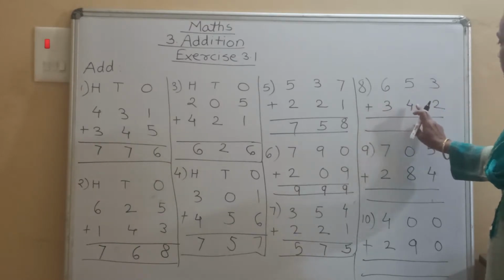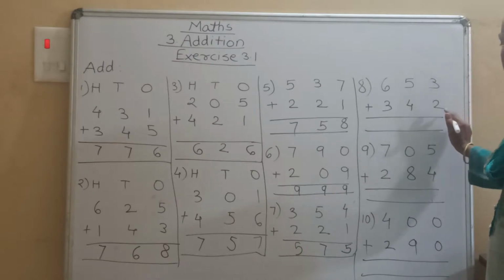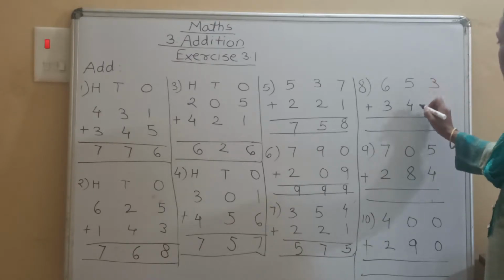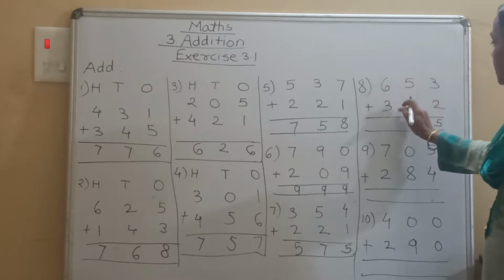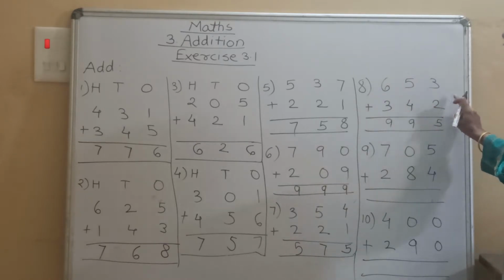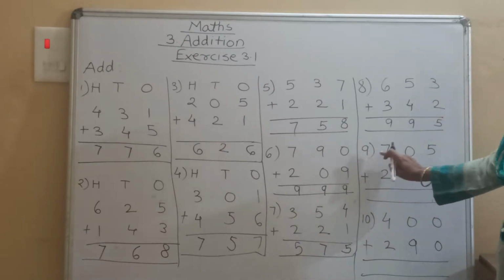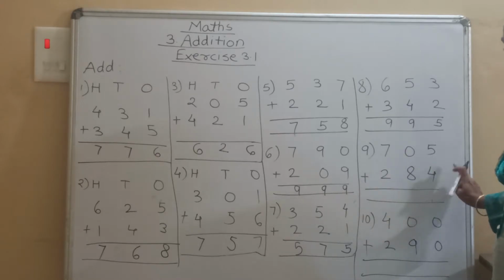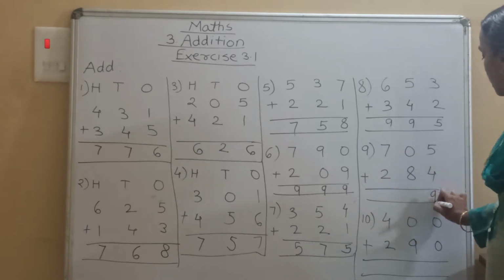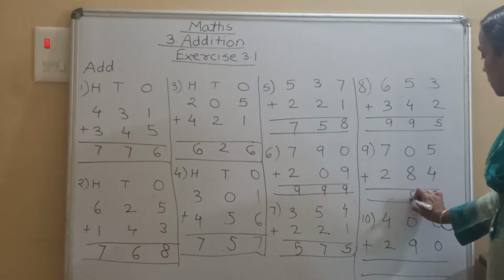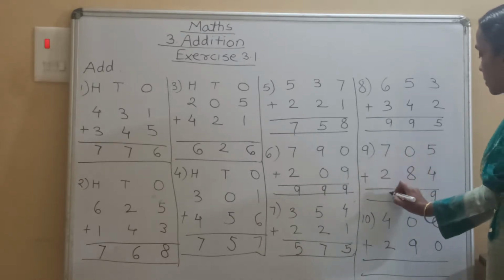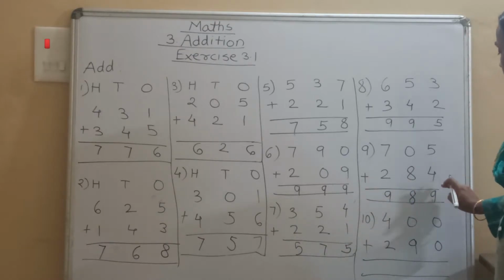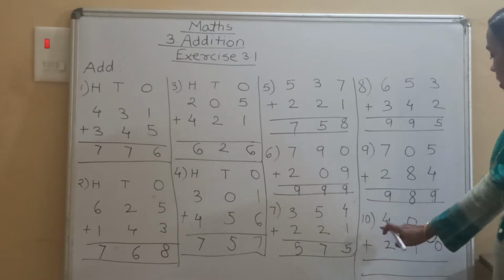Now see the eighth question. 653 plus 342. 3 plus 2, 5. 5 plus 4, 9. 6 plus 3, 9. What is our answer? 995. Then see the ninth question. 705 plus 284. 5 plus 4, 9. 8 plus 0, 8. 7 plus 2, 9. What is the answer? 989.